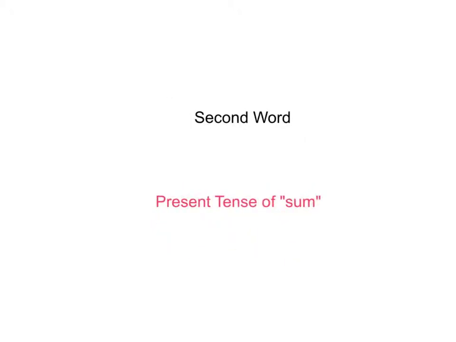The second word in our periphrastic form for perfect tense passive voice verbs will be the present tense of sum, and that's going to depend on what person and number you have. If it's first singular, it will be sum. If it's second singular, it'll be es. If it's third singular, it'll be est, and so on.